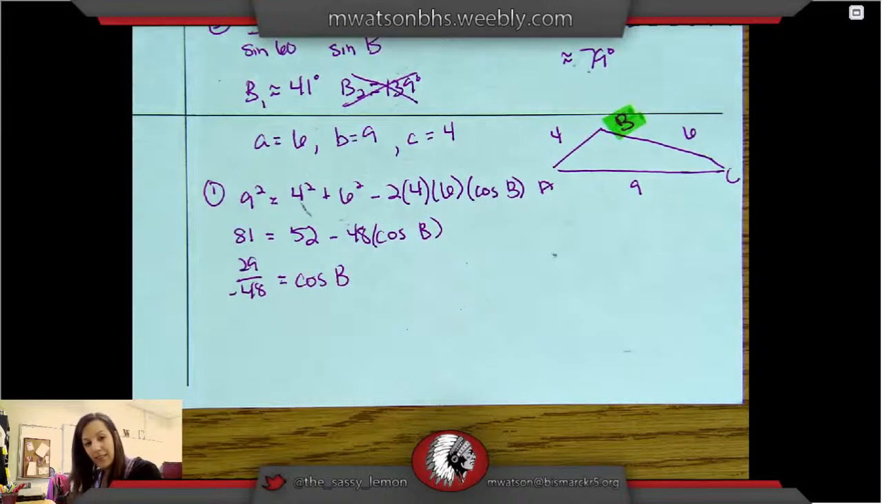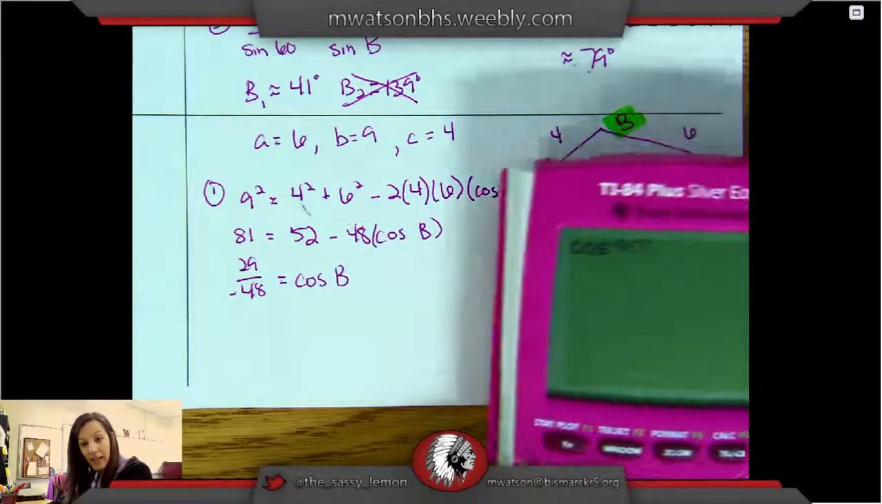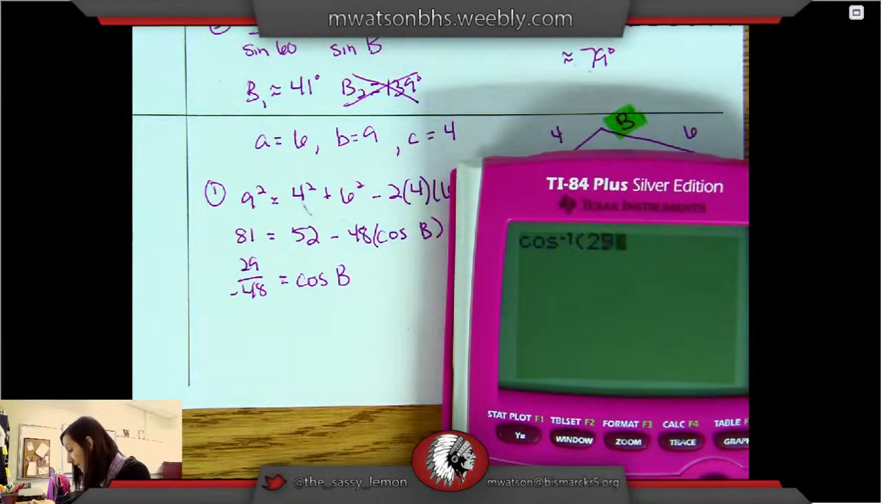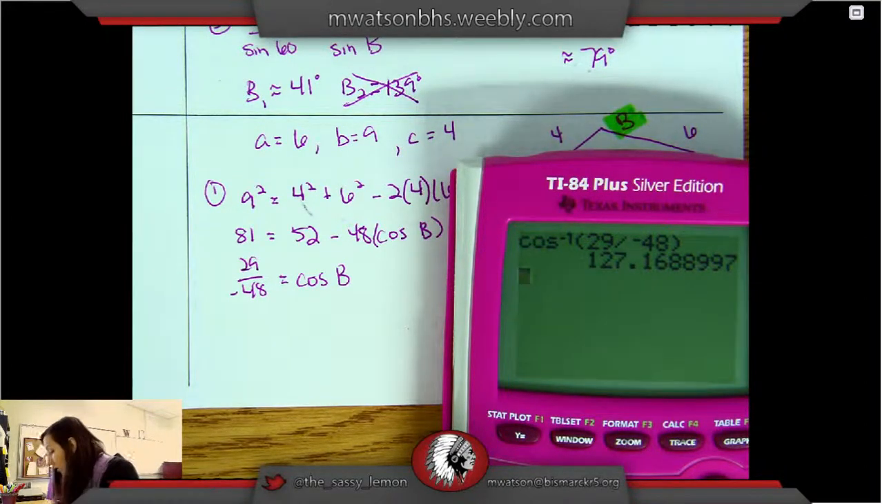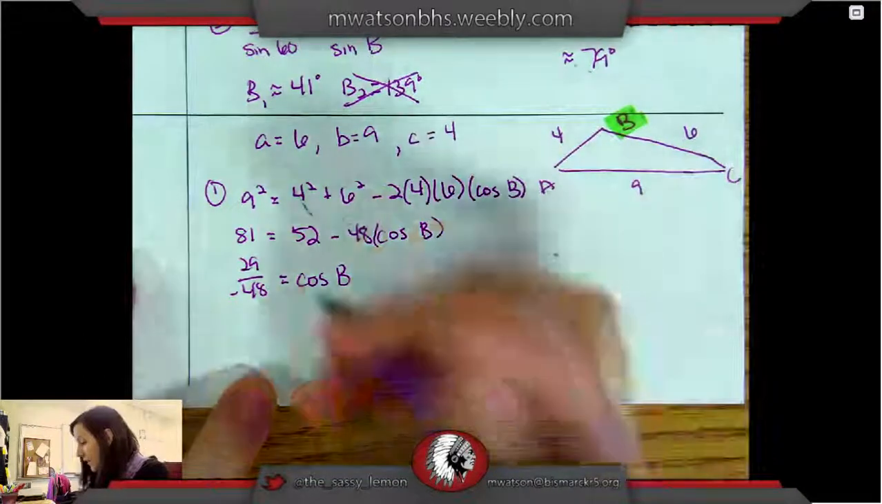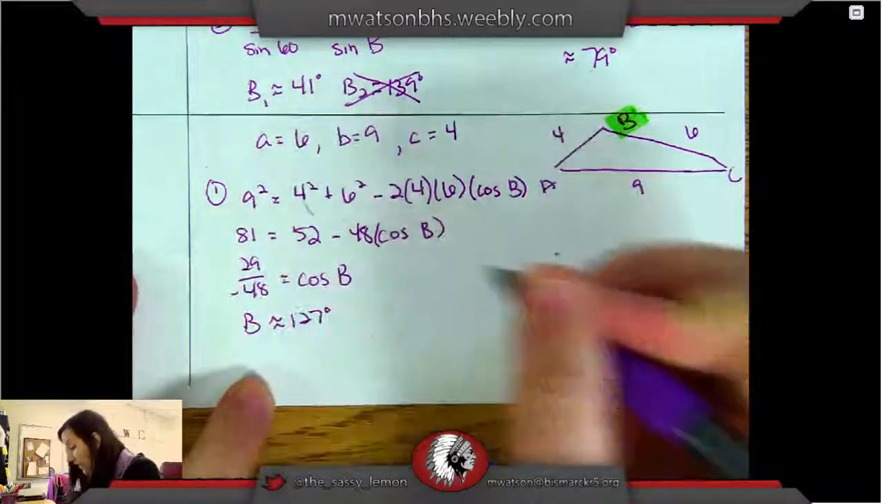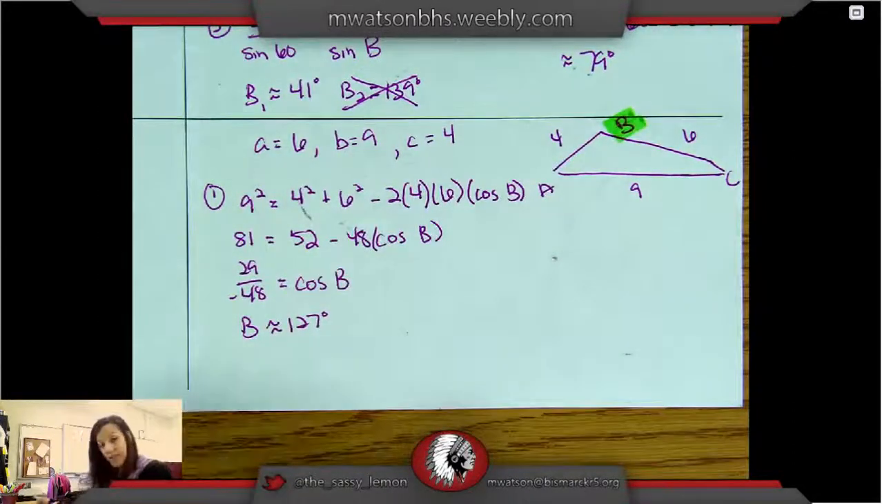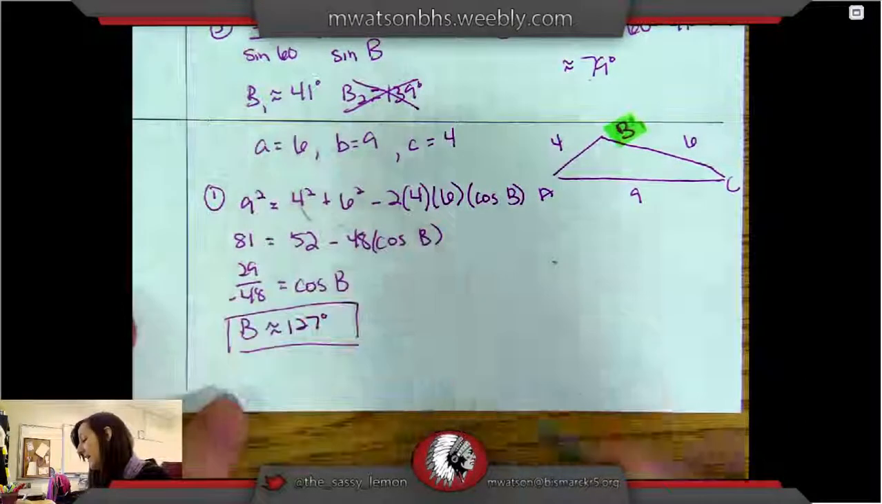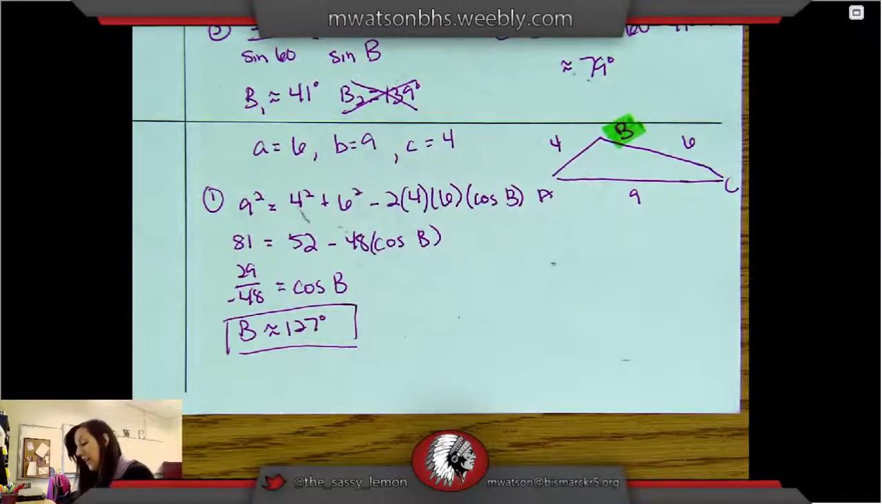What a mess. Alright, so now we have to do the inverse cosine on both sides. I'm going to type that in my handy dandy calculator, and let's see what happens. We had 127 degrees. So I'm going to put B as approximately 127 degrees. Alright, so that one we know for sure is B. So now we have a known ratio.